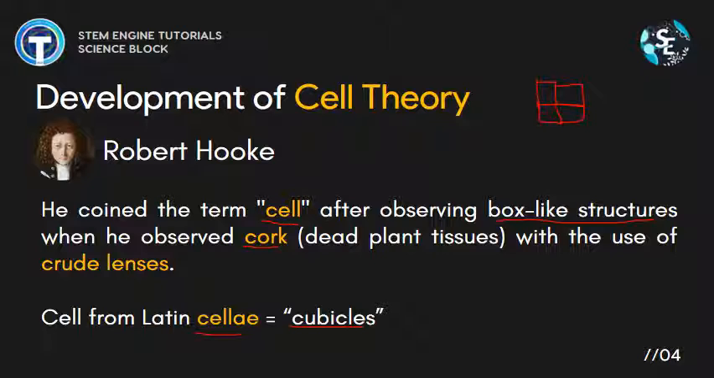So, saan ba nagmula yung term niya ng cell na yan? So, he coined the term cell from the Latin word cellae, which means cubicles. So, makes sense naman, di ba? Kasi ang nakita niya nga is box-like structures. And he named them cells because the Latin cellae means cubicles. So, yon. So, ito yung isa sa mga pinakaunang events that led to the development of cell theory.